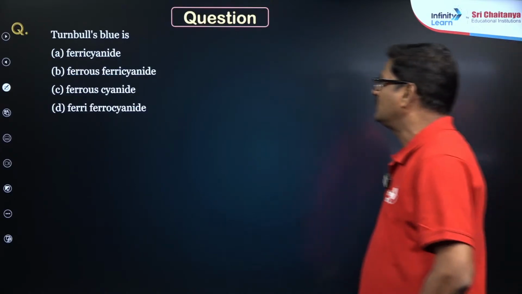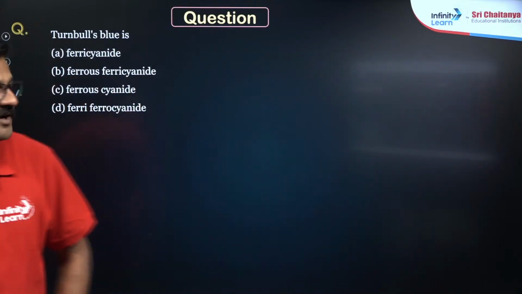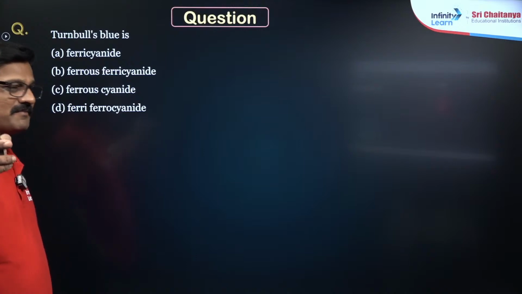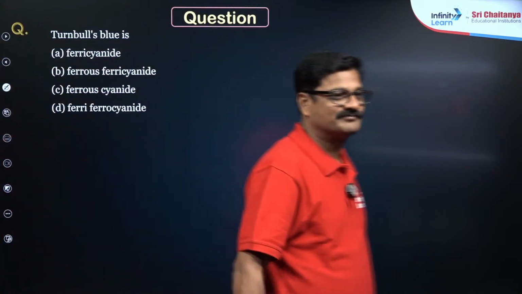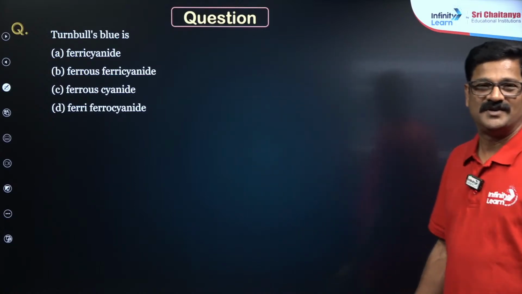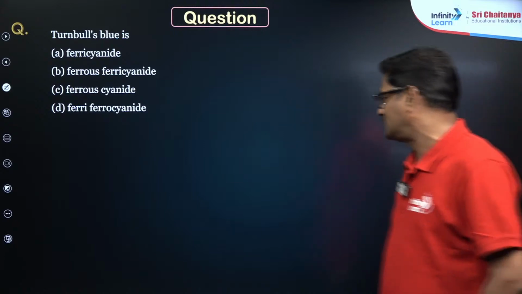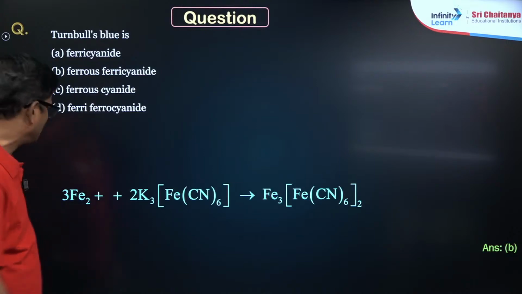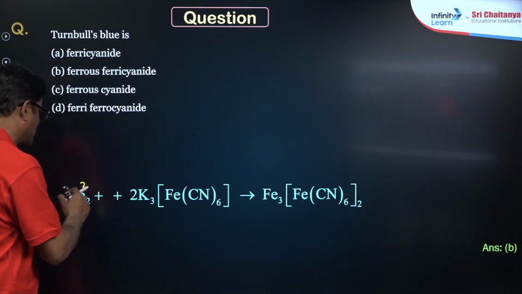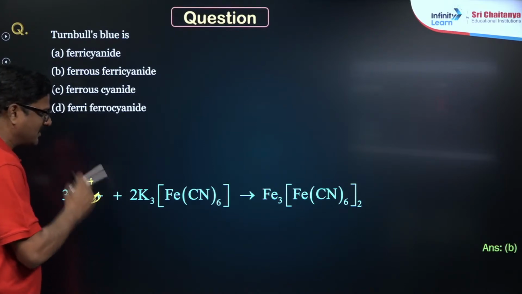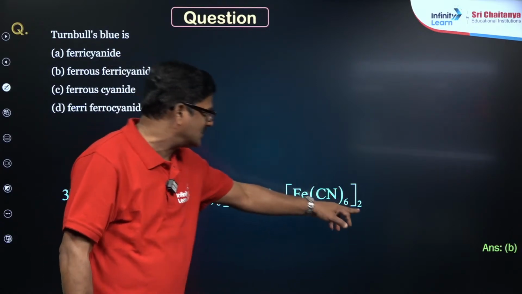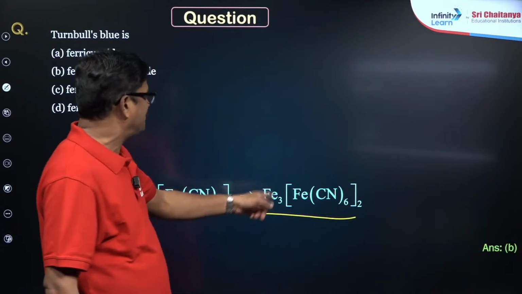Look, and Turnbull's blue, what is Turnbull's blue? Anybody? Give a minute and take the answer, right? Turnbull's blue, it is nothing but, you can see, ferrous ferricyanide is Turnbull's blue. Whenever Fe2+ is combined with K3[Fe(CN)6], you are going to see Fe3[Fe(CN)6]2. This is your ferrous ferricyanide.